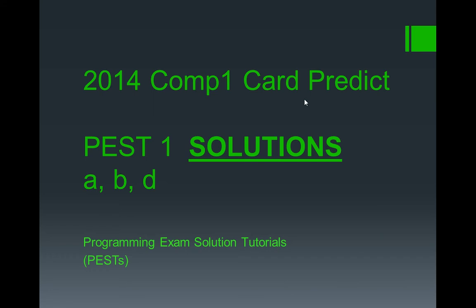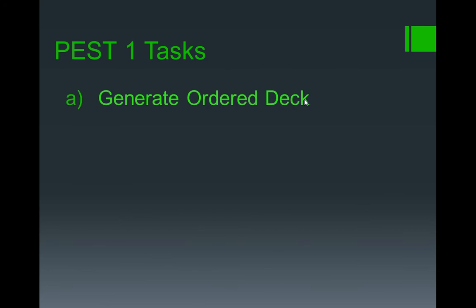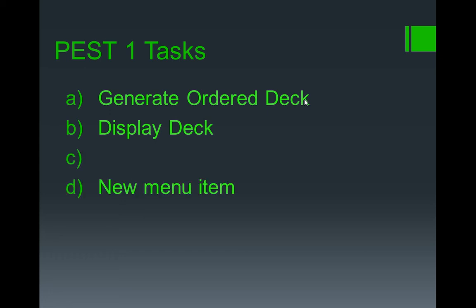And we're going to be looking at how to generate an ordered deck, because I think it'll be useful, certainly if we're going to be looking at shuffling algorithms. And if we're going to do that, we need to be able to display the deck, which pretty much is almost certainly going to be asked. And I suppose we ought to look at a new menu item.